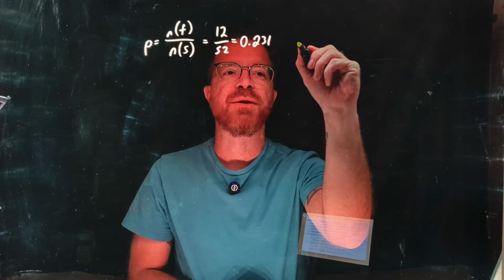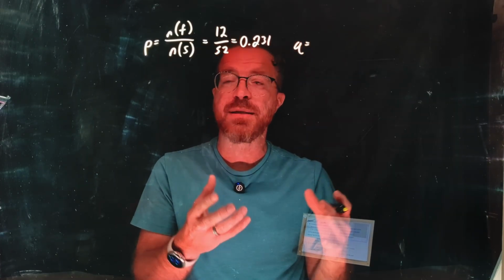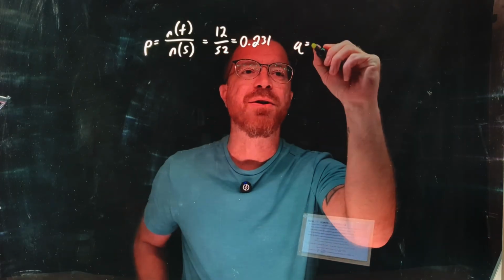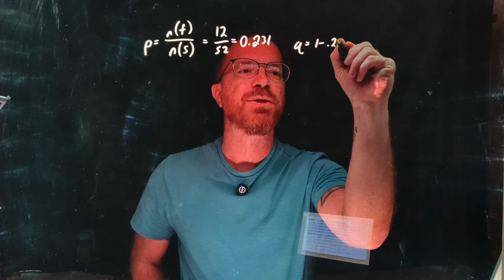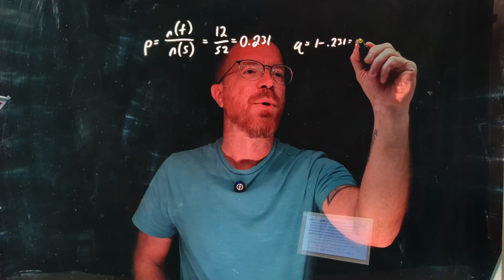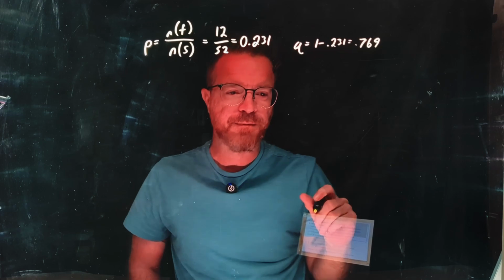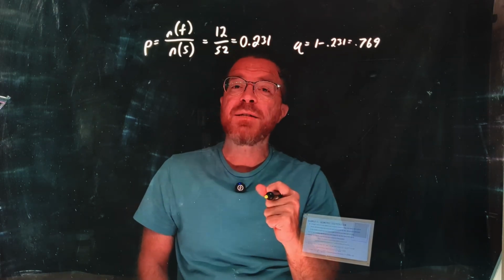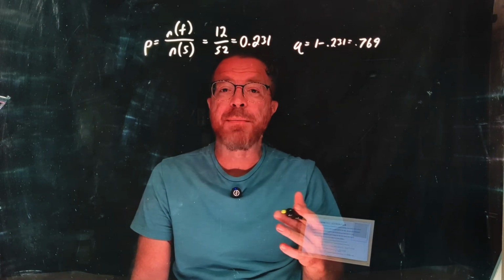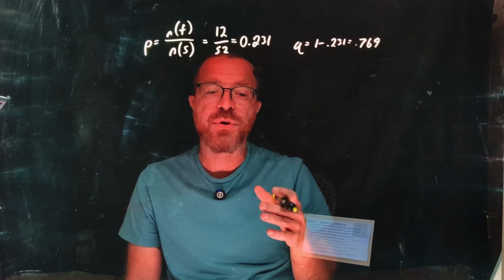Now, because we have this probability of success of 0.231, we know the probability of not getting a face card, which would be our probability of failure, would be 1, the entire probability of the system, minus the probability of getting a face card, so 1 minus 0.231, which would give us a probability of 0.769.